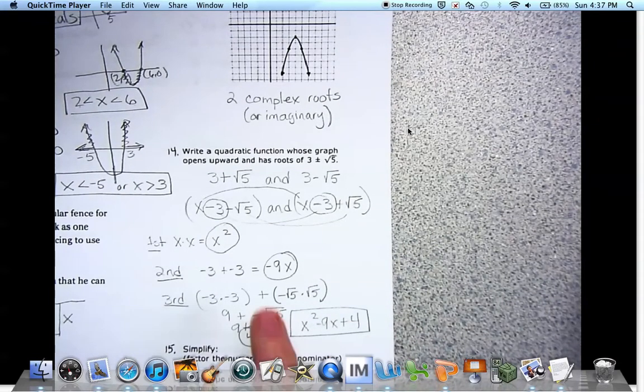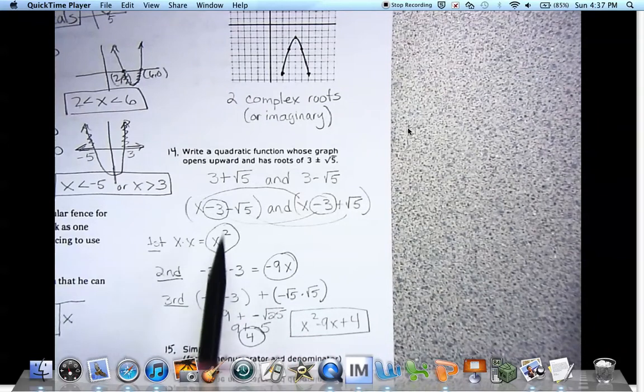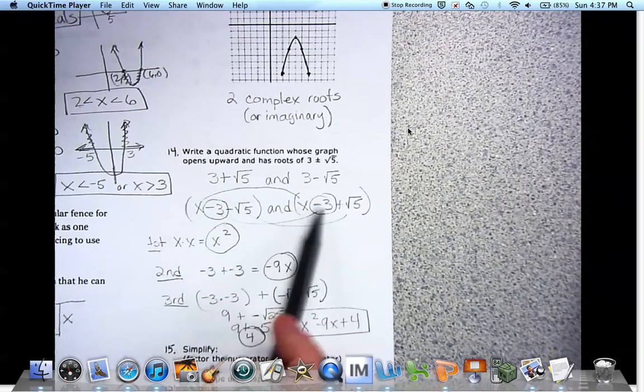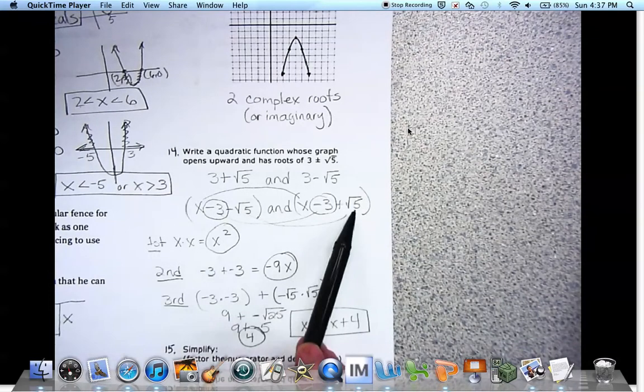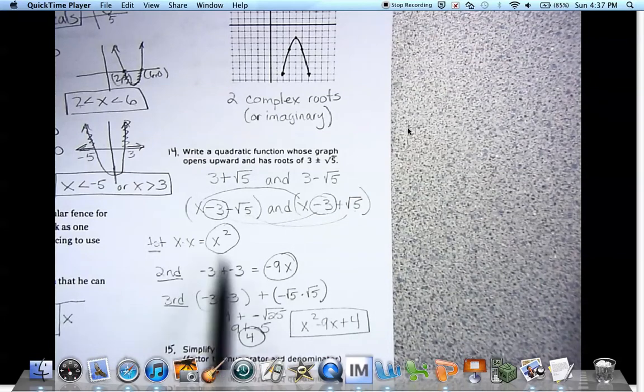Or, I'd use the shortcut, but if you want to, you can just do x times negative 3, x times the square root of 5. Then you can do negative 3 times each one, then you can do negative 5 times each one, and everything's going to cancel out but what we have here.